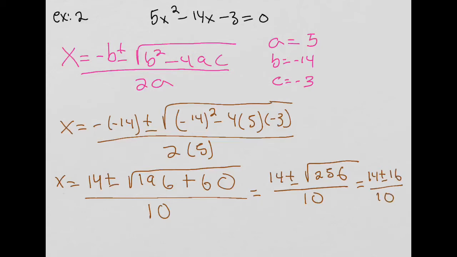16 over 10. So now we're going to break this into our two answers. 14 plus 16 over 10 is going to equal something, and 14 minus 16 over 10 is going to equal something. So what is that? I want to make sure you are checking my work. 30 over 10 is 3. And then 14 minus 16 is negative 2 over 10. We can only simplify that into negative 1/5. So there you go. We get two answers again. Two answers for a quadratic equation.